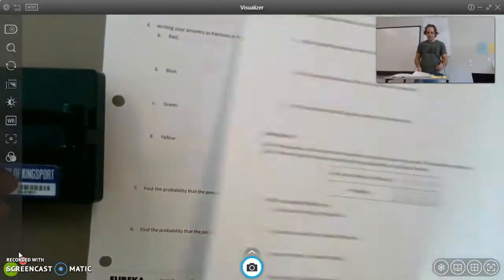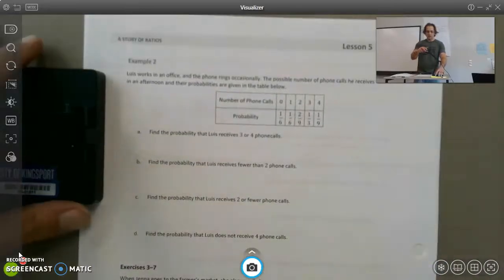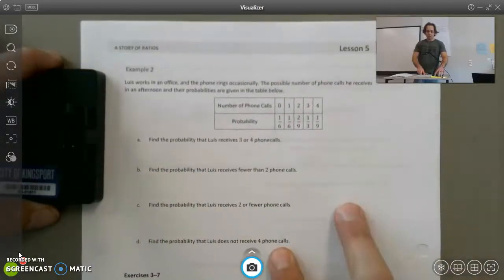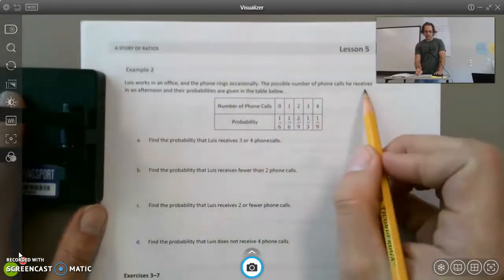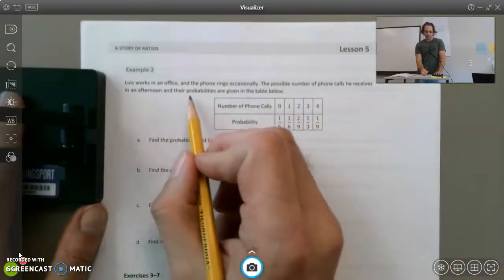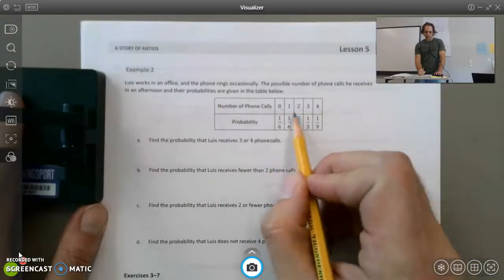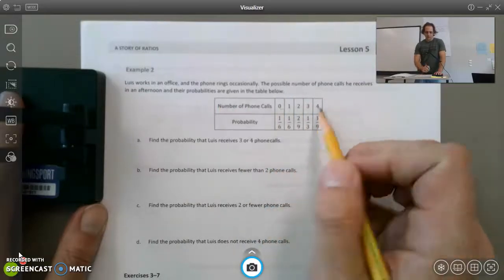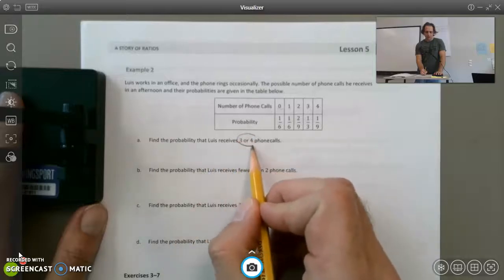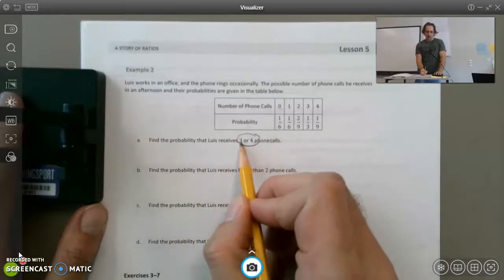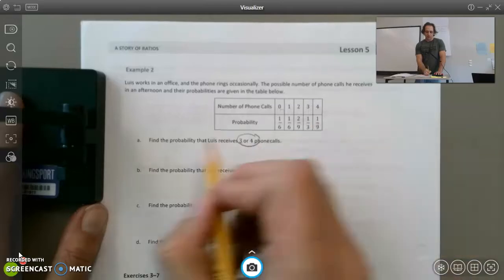All right, let's look at another example. Example 2. Lewis works in an office, and the phone rings occasionally. The possible number of phone calls he receives in an afternoon and the probabilities are given in the table below. All right, 1 phone call, 2 phone calls, 3 phone calls, 4 calls. Okay. Find the probability that Lewis receives 3 or 4 phone calls. So that would mean we're adding both of these together. 3 phone calls is 1/3, 4 is 1/9.